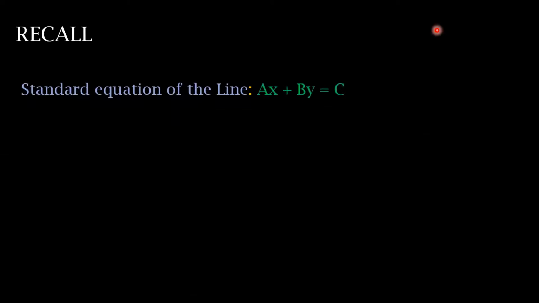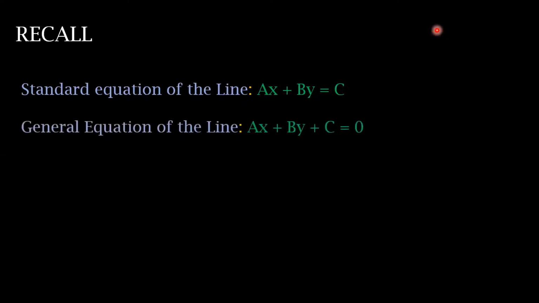Before we answer this problem, let us first recall some facts about the line equation. Its standard form is ax plus by is equal to c, while its general form is ax plus by plus c is equal to 0, where a, b, and c are real numbers. We also have the slope-intercept form, which is y is equal to mx plus b, where m is the slope and b refers to the y-intercept.